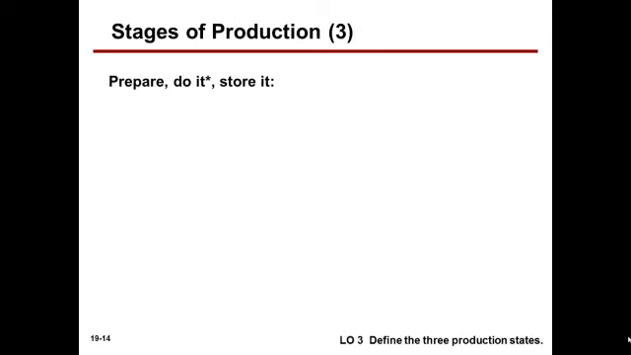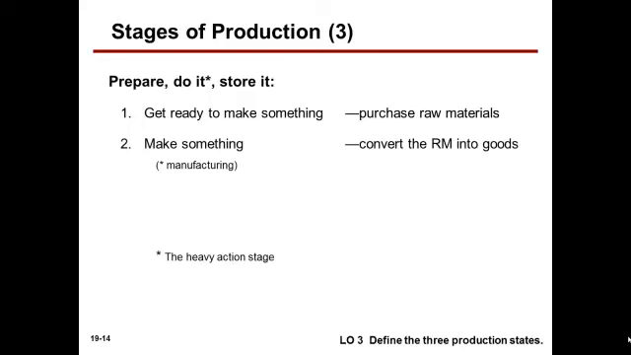Stages of production, 3 of them. Prepare, do it, and store it. What are we talking about? Getting ready to make something, purchasing raw materials. Secondly, make it. Convert the raw materials into goods, the manufacturing phase, the heavy action stage. And lastly, store what's made. What's that? The finished product, ready for sale.